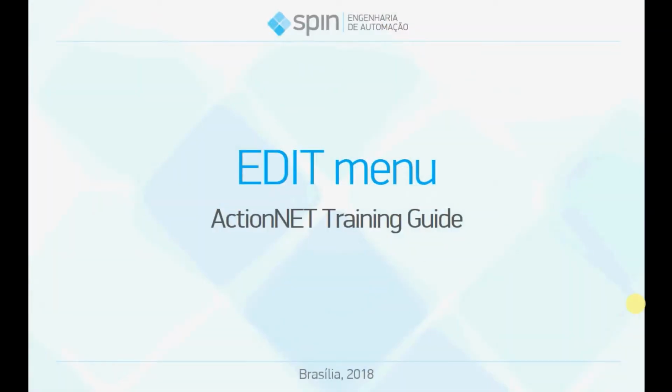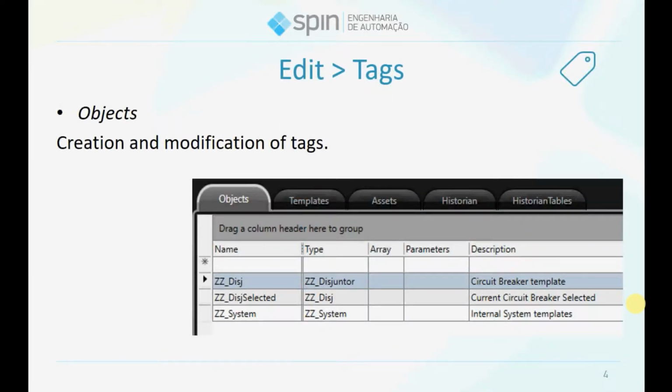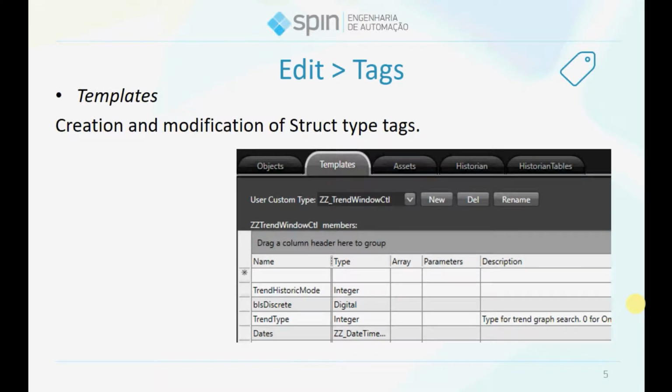In today's video, you'll learn more about the Edit menu. This menu consists of 8 submenus. We'll talk about each one specifically. In Tags submenu, Objects tab, the main function is create and modify project tag settings. In Templates, you can create, delete, and modify templates, which are structure type tags.